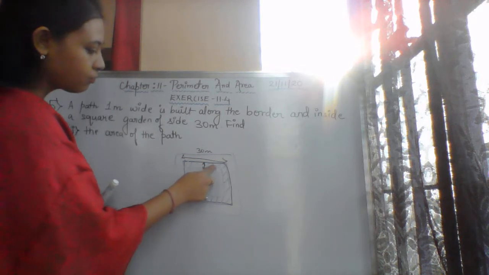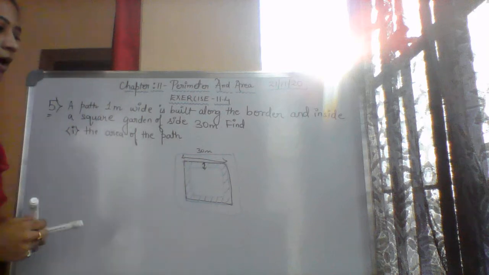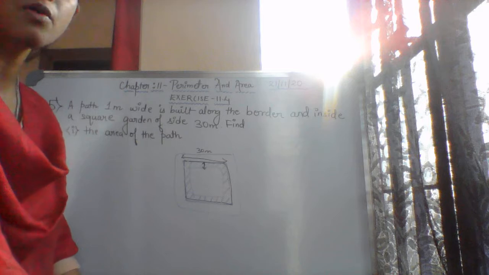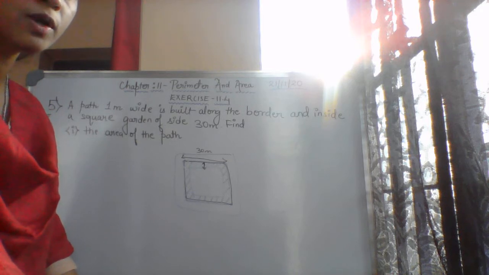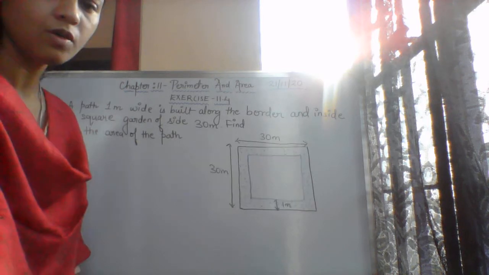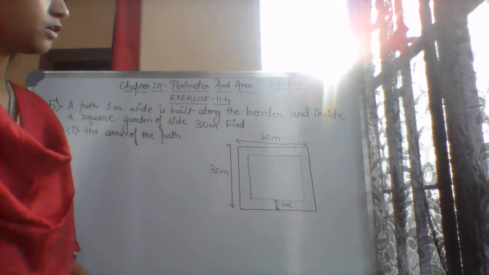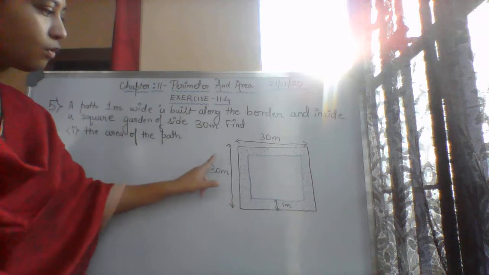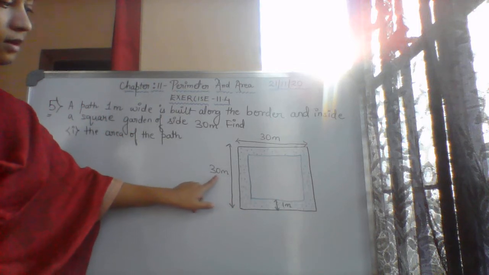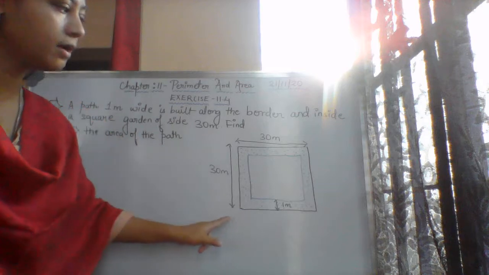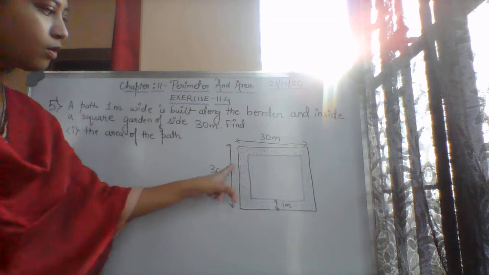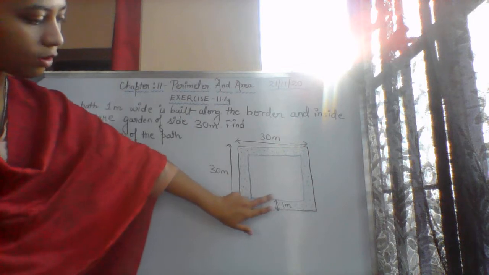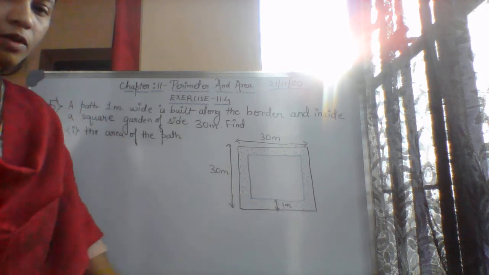You are going to find the area of this path. So you have done this type of question already. So after reading the question, draw your own diagram. Pause the video and draw your own diagram. Okay, now your diagram is like that. There is a square garden of side 30 meters, so each side is 30 meters. Then we have drawn a path inside that square garden and the width of that path is 1 meter.